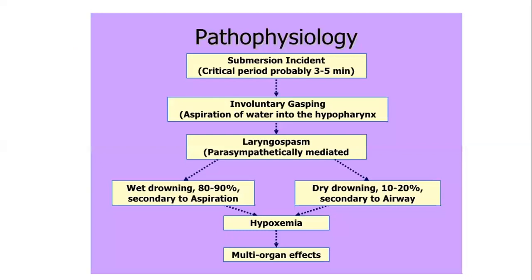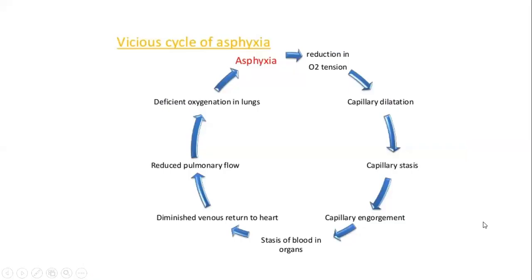So this is the pathophysiology of submersion. The critical period is 3 to 5 minutes. What happens? There is involuntary gasping, and then aspiration of water into the hypopharynx, and the patient develops laryngospasm mediated by the parasympathetic system. In wet drowning, 80 to 90% will aspirate. Dry drowning is 10 to 20%. However, whether wet or dry, they will develop hypoxemia. After that, they develop multi-organ effects. So this is the vicious cycle.